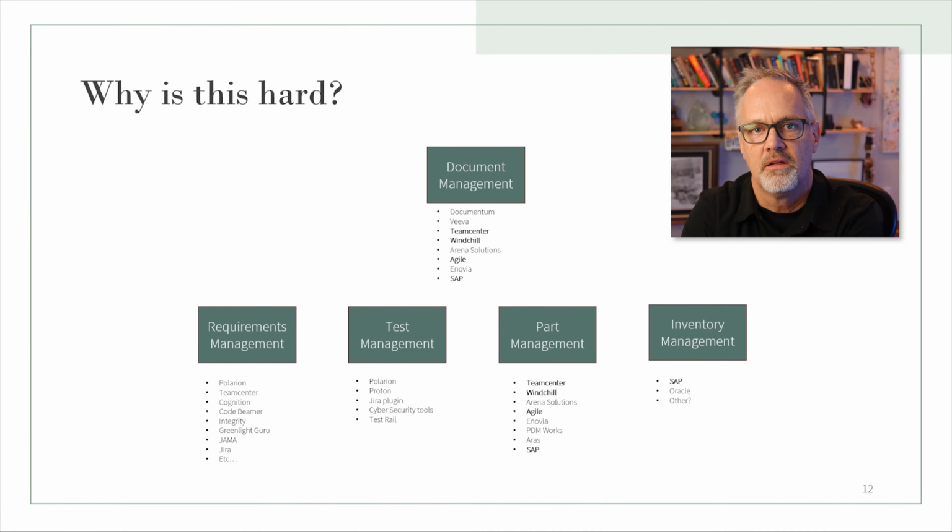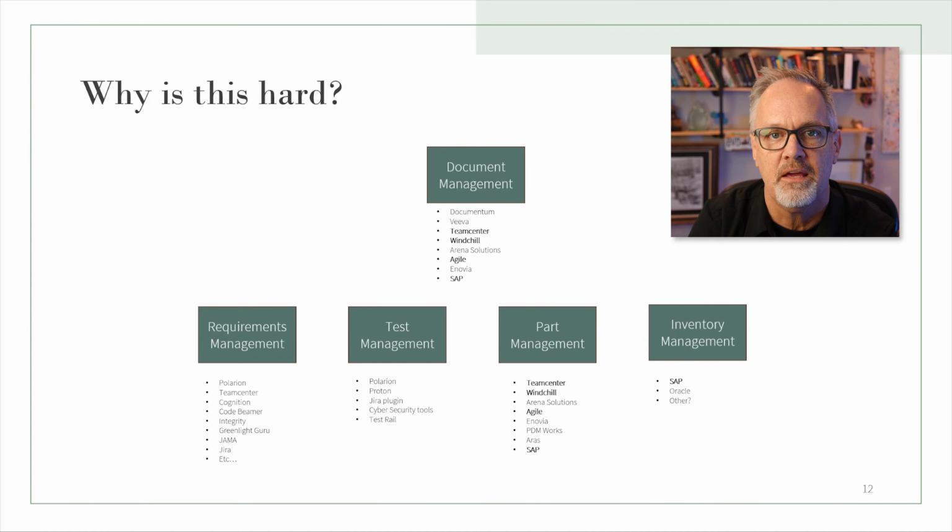So why is this hard? This is something that is sometimes difficult to understand. And I'm talking about this because this is a very typical problem inside of most large companies. It's very common that we have many different applications of a type. So in document management, we have many different things: Documentum, Viva, Teamcenter, Windchill, Agile, SAP. All these systems are used for document management and part management if we talk about PLM systems, but oftentimes different applications that aren't PLM systems are used for managing your parts.